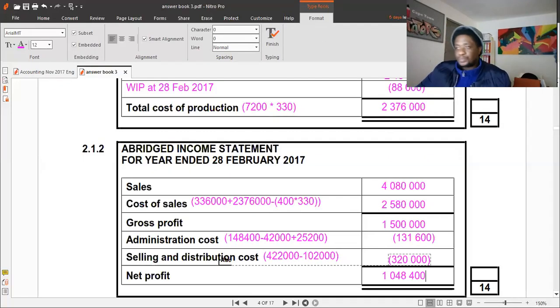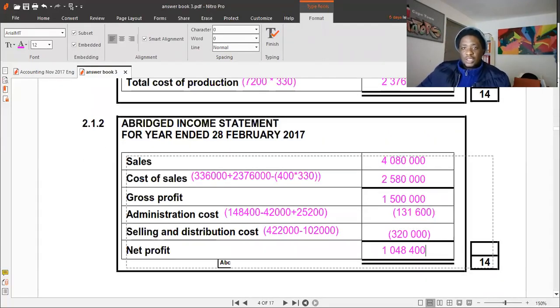1,048,400. And that brings us to the end of our lesson on the abridged income statement.